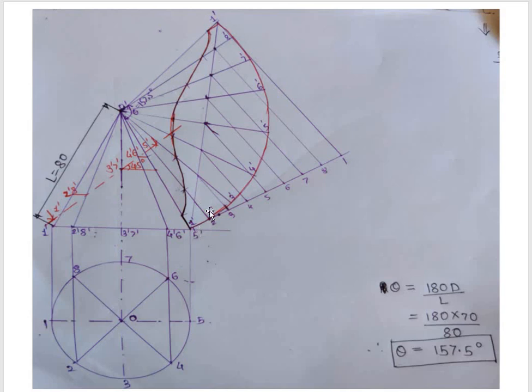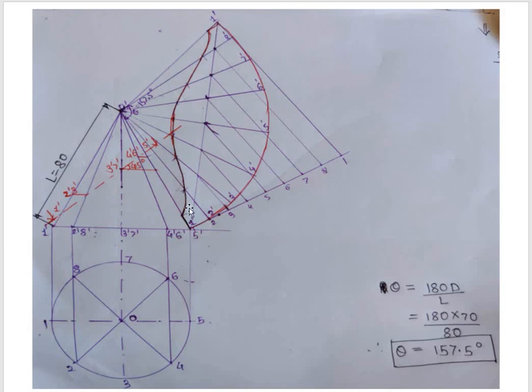After getting this sector, you have to divide its area into 8 equal parts. There are two methods to divide this sector into 8 equal parts. I have taken one simple method, so it is very easy. What you have to do: this is one point of the sector, 1', and here is the last point, 1'. Again we are getting 1'.